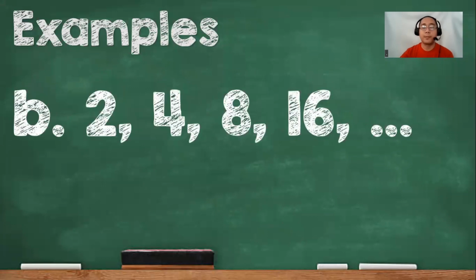Another example, we have 2, 4, 8, 16, and so on. All we need to do is test the given sequence by getting the common ratio. If we divide 4 by 2, the result is 2. 8 divided by 4, the result is 2. 16 divided by 8, the result is also 2. So therefore, we can say now that this given sequence is a geometric sequence.